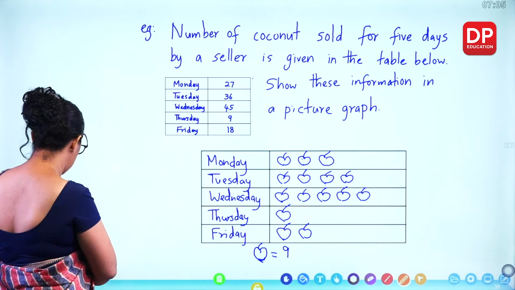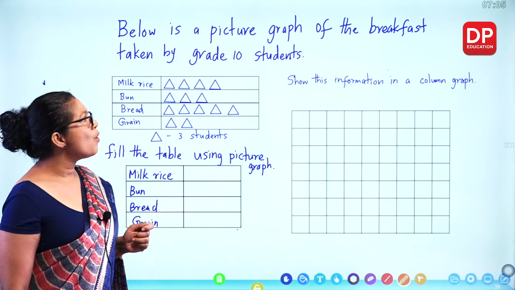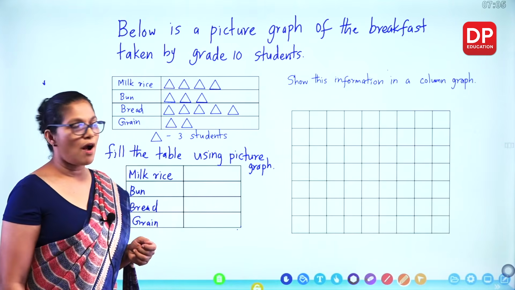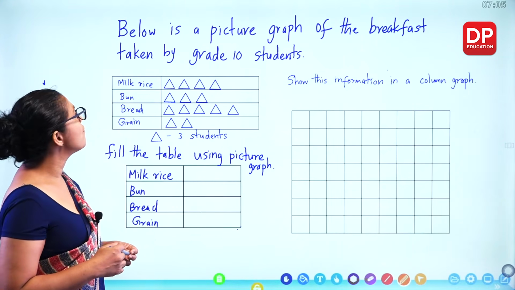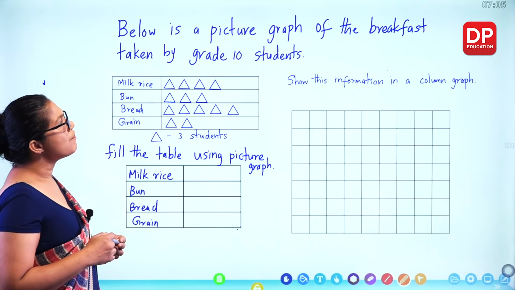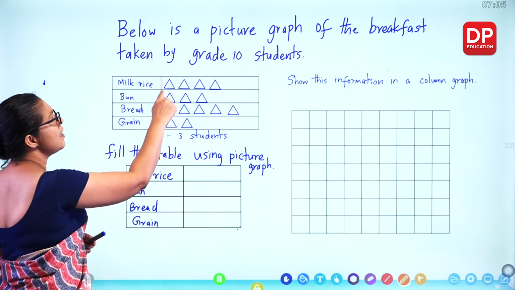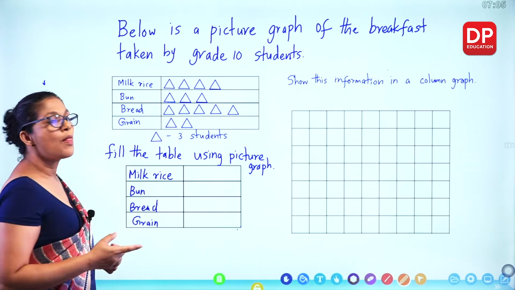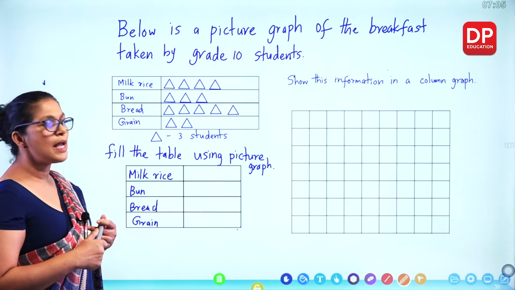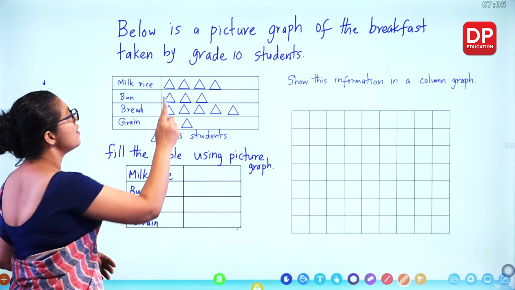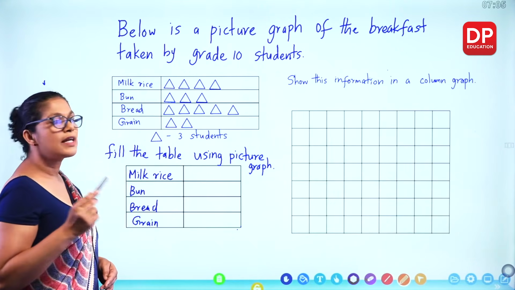So when you look at charts, we can get a clear picture. Now we'll look at another type of graph that you have done before. This is called column graph. So we'll take this example to show a column graph. So below is a picture graph of the breakfast taken by grade 10 students. So here one triangle represents 3 students. So first they ask fill the table using picture graph. So here first you need to find out how many students for each category.